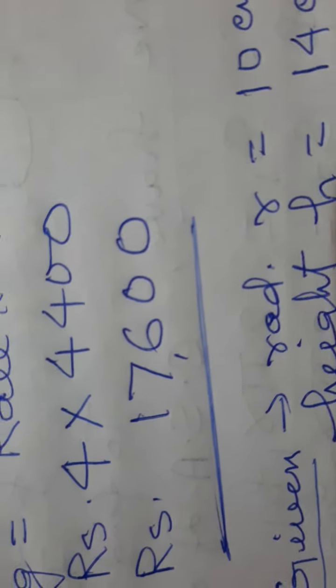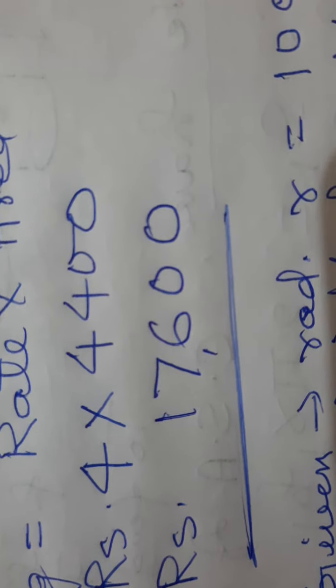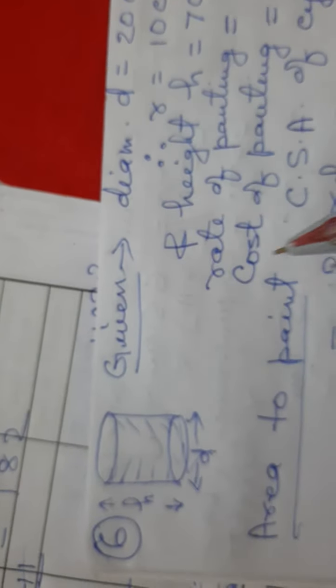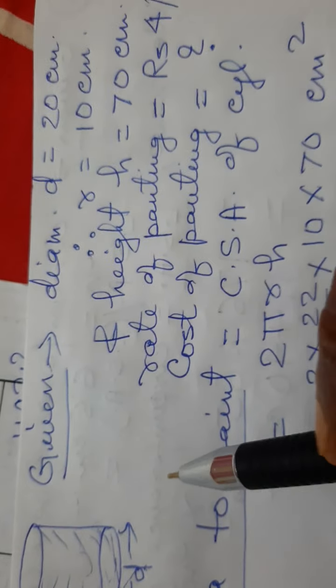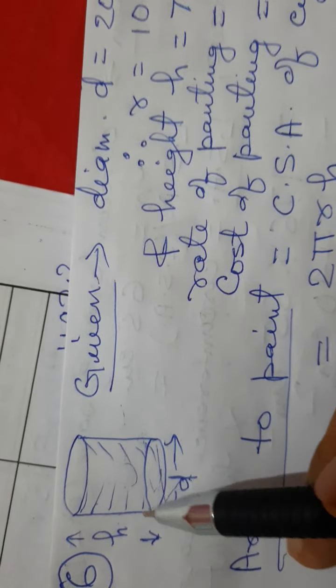Now, question number 6. The outer diameter of a gas cylinder is 20 centimeter. Find the cost of painting its outer curved surface area at rupees 4 per centimeter square if the height of the cylinder is 70 centimeter. So here we have to paint its outer curved surface area.